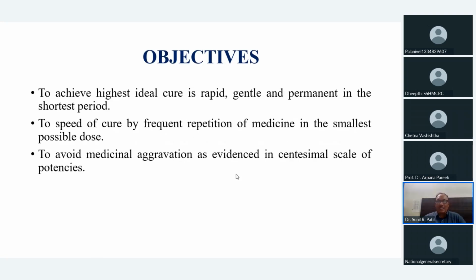What exactly are the objectives? The actual homeopathic cure is rapid, gentle, and permanent in a shorter period. This is our first objective. The speed of cure, the frequency of repetition of medicine in the smallest possible dose, and to avoid the medicinal aggravation as evidenced in the centesimal scale of potency. The centesimal scale, Hahnemann described in the fifth edition. Okay, this is our objective.